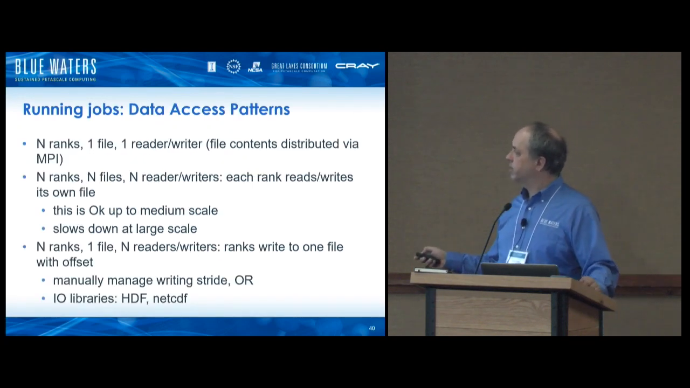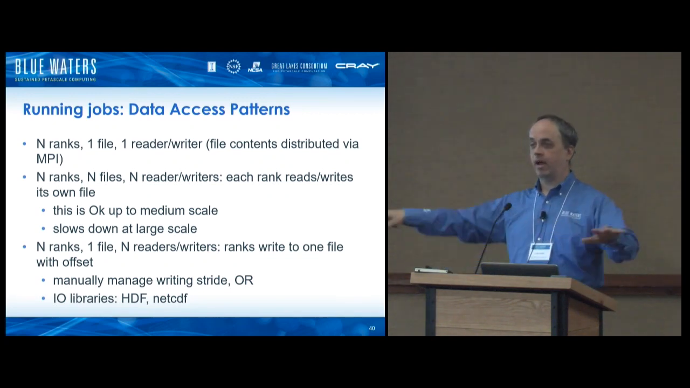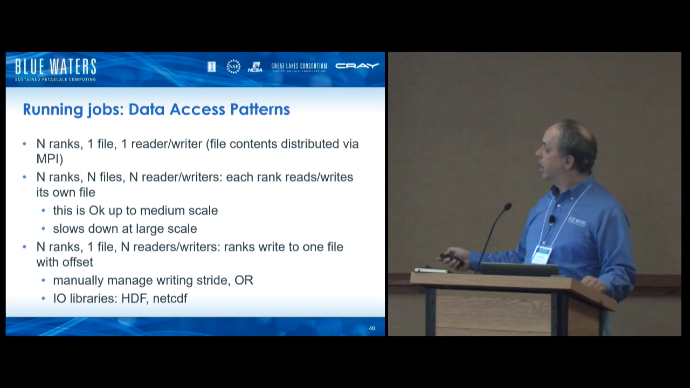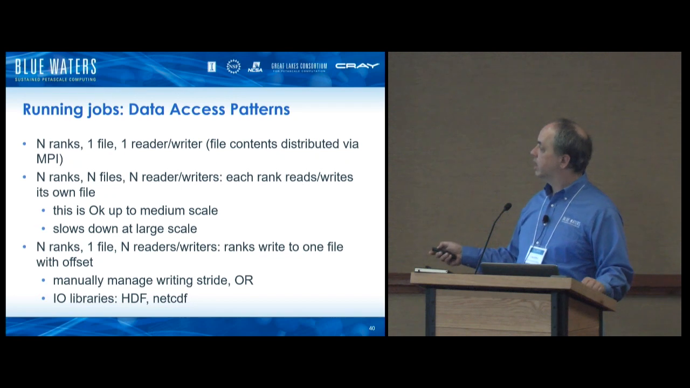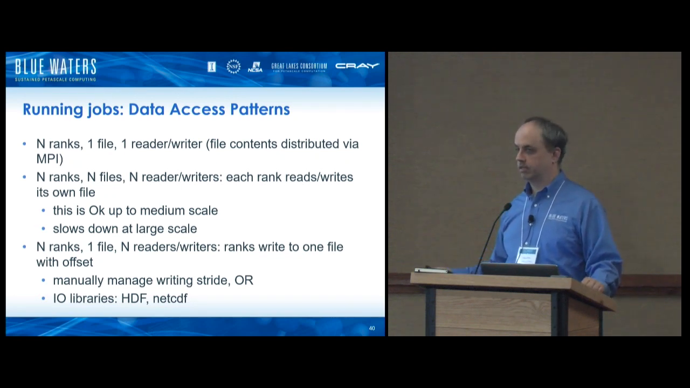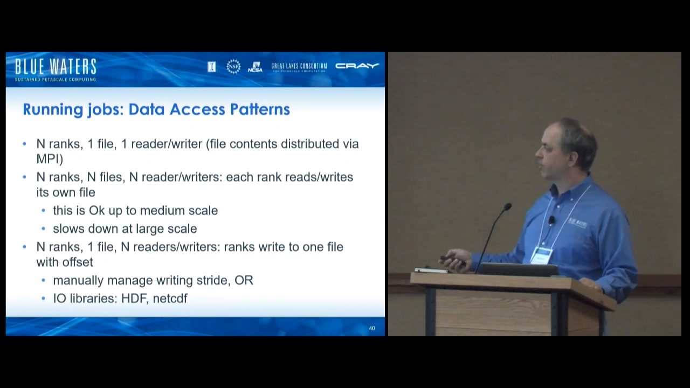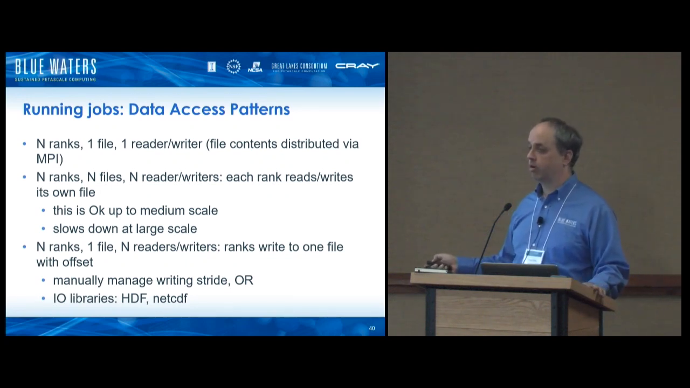Just very briefly about data access patterns. It's awesome if you can have your application open one file with one file pointer and then just spread the data out over MPI. Sometimes codes aren't architected that way. You can have one rank per file. That works to a certain point, to a few thousand ranks. If you get more than several thousand ranks, that starts to bog down even the Blue Waters Scratch file system.